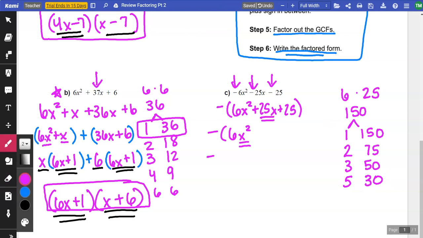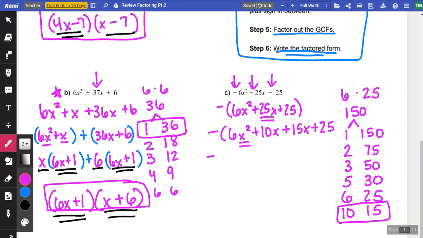So let's see, 150 divided by 6, 6 and 25. 150 divided by 7, nope. How about 8? Nope. 9. Ooh, how about 10 and 15? There we go. So let's try with 10 and 15. So I'm going to have 10x, 15x, and 25. Now this works out so much better because positive 10x and positive 15x will get us positive 25x.